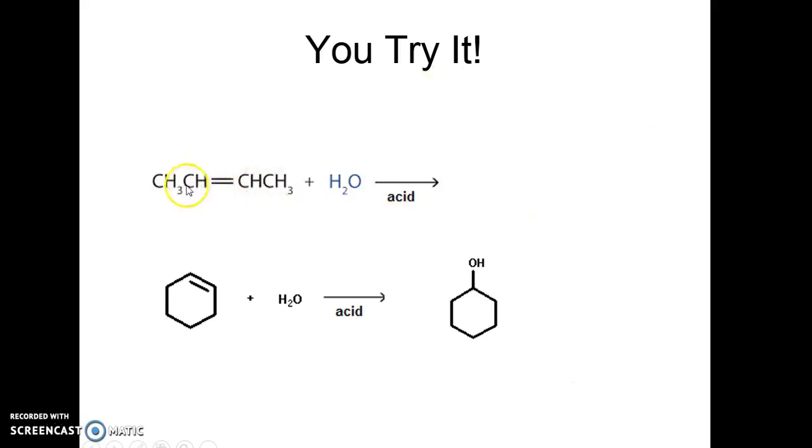Well, the first thing that we do is we see it's symmetrical, so it doesn't matter which of these 2 carbons we put the hydroxyl on. So we put a hydrogen on one and a hydroxyl on the other, and the double bond is now a single bond. We're doing the same thing here with this one, but you see that this carbon is identical to this one, so it doesn't matter whether we put it here or here, it is identical.